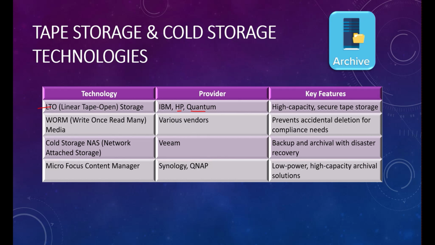And there is WORM technology, which is nothing but write once, read many times. There are various vendors in the market, and this prevents accidental deletion for compliance needs. Where you want to read the data multiple times because of a compliance issue, even though you are storing data once and not updating it, but still want to read it frequently, you can use this kind of technology. So these are all hardware technologies.